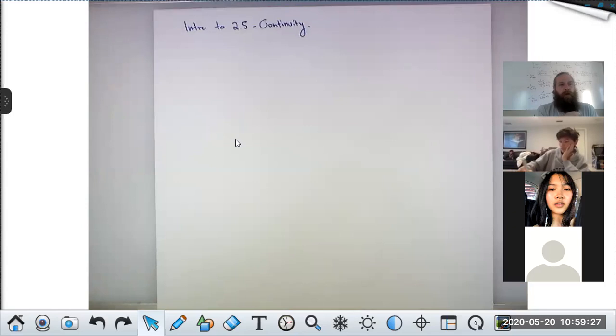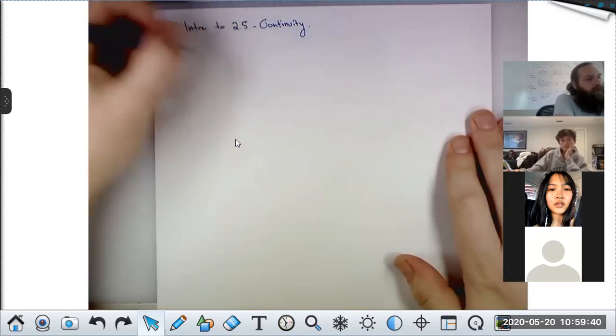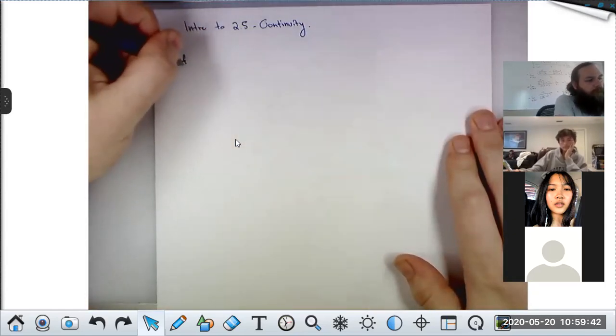We have in our mind an idea of what a continuous function is. It's one whose graph we can draw without lifting our pencil. But how do we make that precise? How do we make that rigorous? Let me just give you the definition.